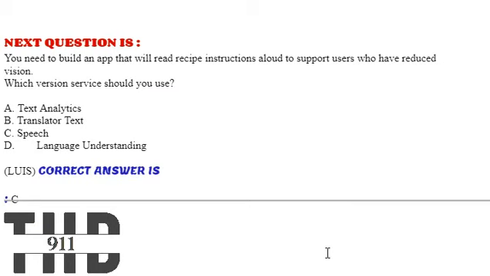Our next one. You need to build an app that will read recipe instructions aloud to support users who have reduced vision. Which service should you use? Option A, Text Analytics. Option B, Translator Text. Option C, Speech. Option D, Language Understanding. The correct answer is option C, that is Speech.